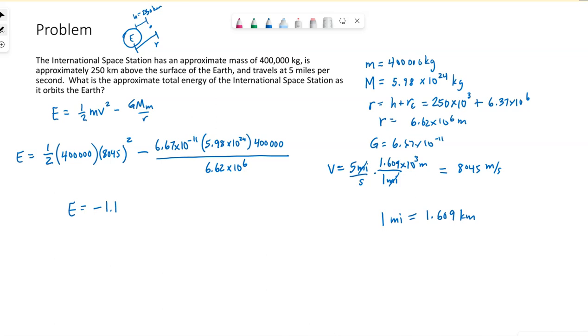Guess we really only have one sig fig. But energy.